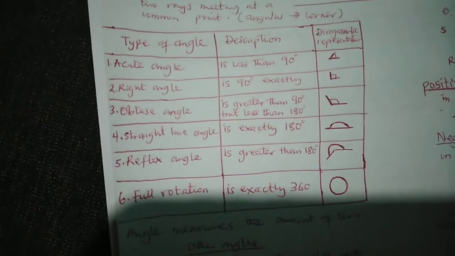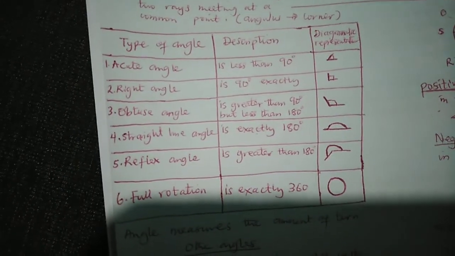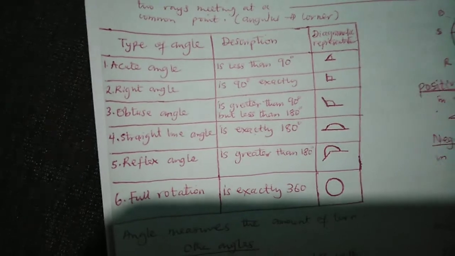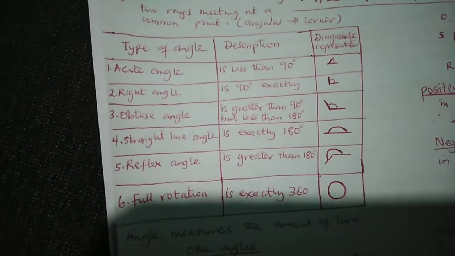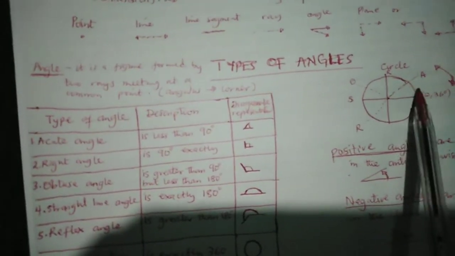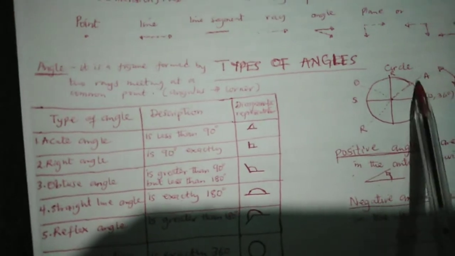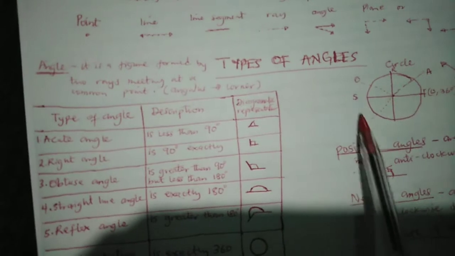So always relate angles to circles, and their movement in terms of measurement related to the movement of the clock. Positive angles are measured in the anti-clockwise direction. Please, in the anti-clockwise direction.